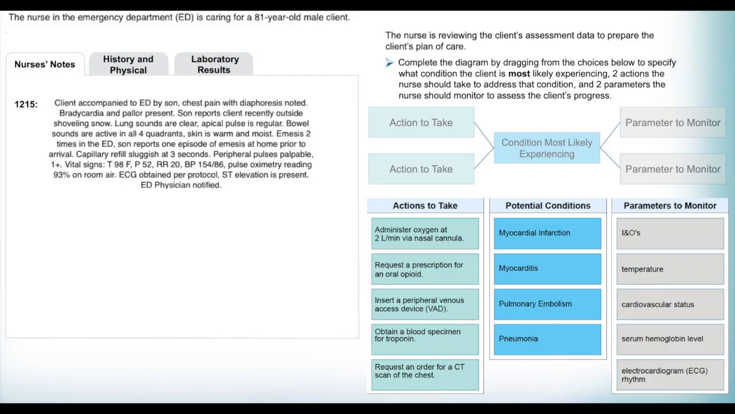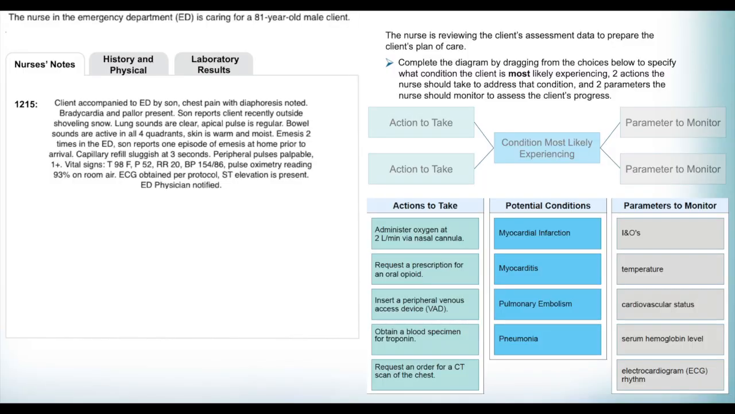The nurse will then answer the bow tie item on the right to ascertain the most probable cause of the client's issues. You'll want to determine the necessary actions to take and the parameters to monitor after the interventions have been implemented. The name bow tie item originates from the response area shape that you'll see on the right-hand side. It resembles a bow tie, with two actions to take on the left, two parameters to monitor on the right, and a central condition the client is most likely experiencing.